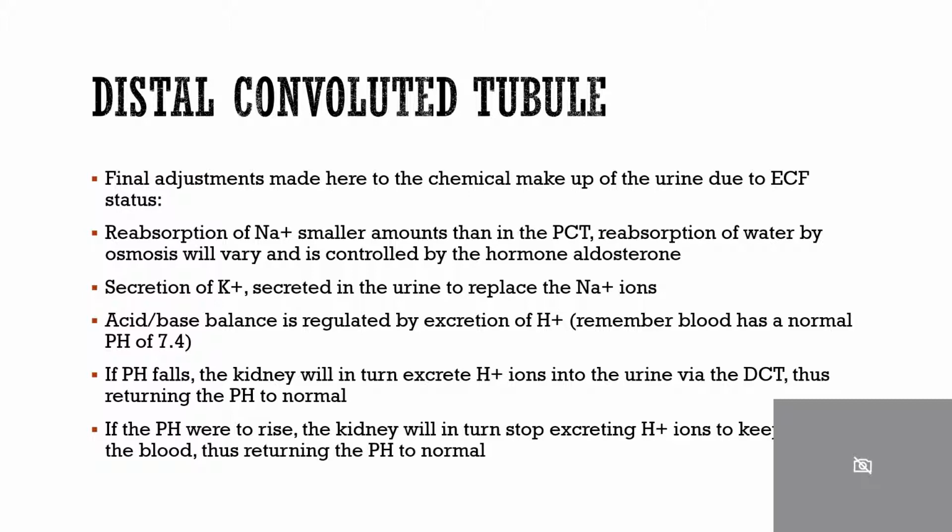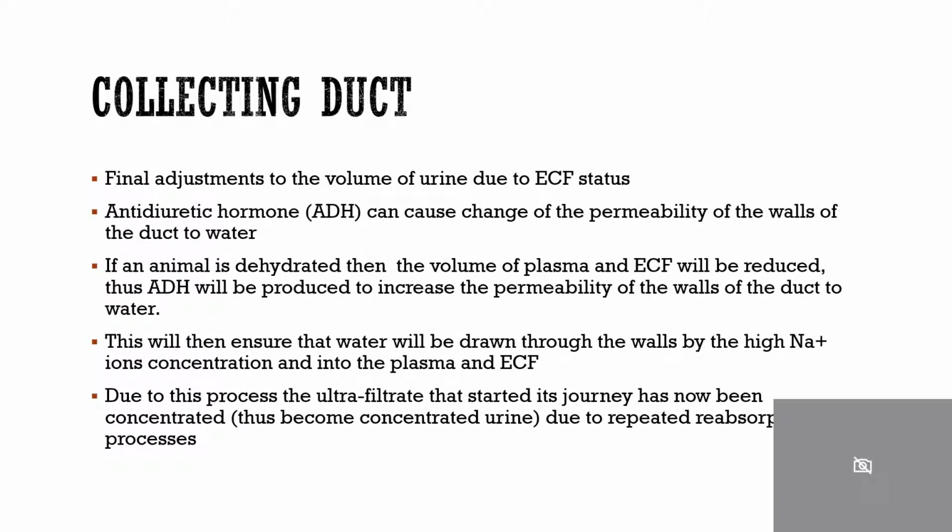The collecting duct. Final adjustments to the volume of urine due to that ECF status. The antidiuretic hormone known as ADH can cause change to the permeability of the walls of the duct to water. If the animal is dehydrated, then the volume of plasma and ECF will be reduced. Thus, ADH will be produced to increase the permeability of the walls of the duct to water.